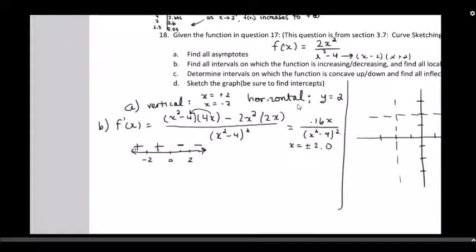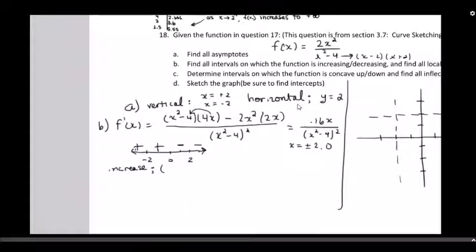So the only time we have switching from increasing to decreasing or vice versa is right here. So the graph switches from increasing to decreasing. Now, intervals of increase are these two intervals right here. Now, negative 2 isn't in the domain of our function.